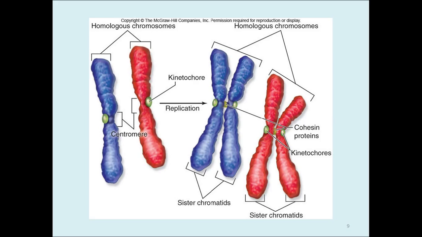The point where the sister chromatids are held together, that cohesion protein, is called the centromere. On both sides of the centromere, on the outsides of the chromatids, are the kinetochores. These are disc-shaped proteins where the spindle fibers will attach during cell division. At the end of the chromosomes are telomeres. They're not shown in this picture.